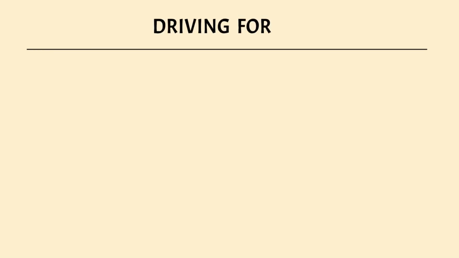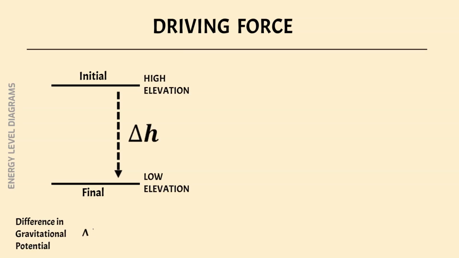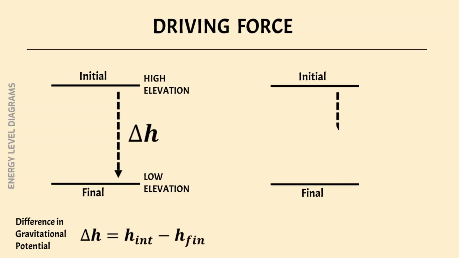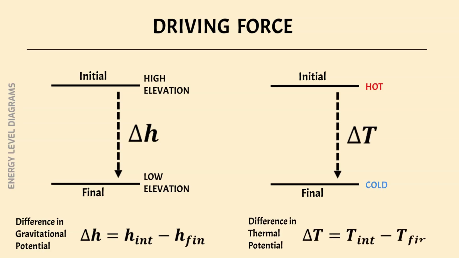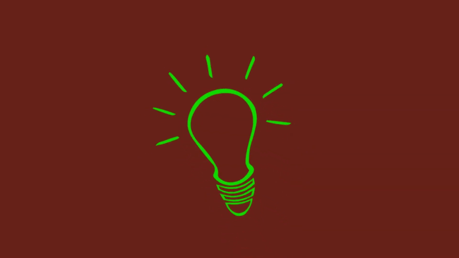Thermodynamically, the driving force for rate processes is a potential difference. This concept is illustrated using energy level diagrams. In the gravity example, the variation in gravitational potential is represented by a change in height. For heat transfer, the equivalent driving force is a temperature difference between 2 points. Having outlined the fundamentals, we'll now clarify some common misconceptions.